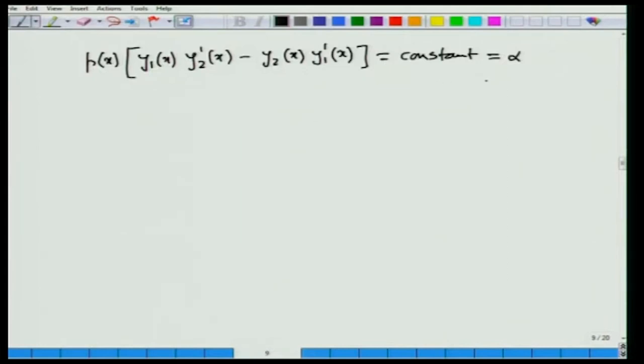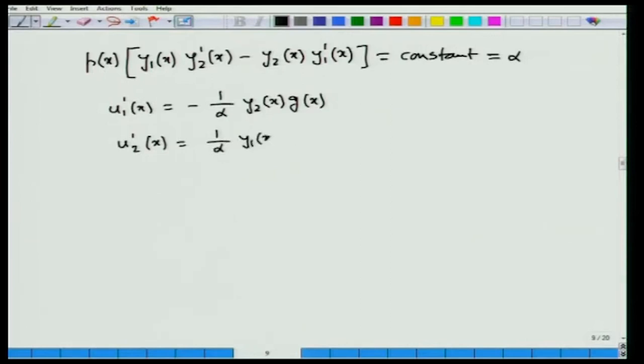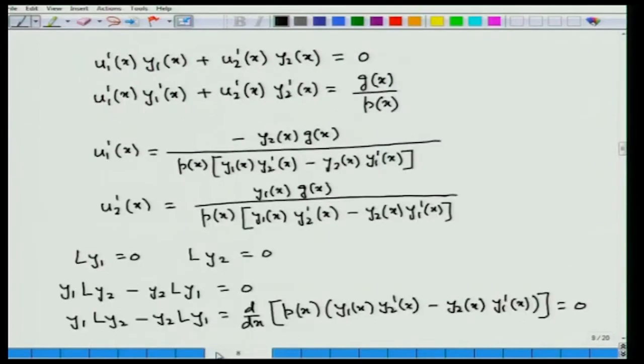So, using this result that p(x) times [y1(x) y2'(x) - y2(x) y1'(x)] is equal to a constant, we can write u1'(x) equal to minus 1 by alpha y2(x) g(x), and u2'(x) equal to 1 by alpha y1(x) g(x), because the expression for u1'(x) was minus y2(x) g(x) divided by the entire expression p(x) times [y1(x) y2'(x) - y2(x) y1'(x)].